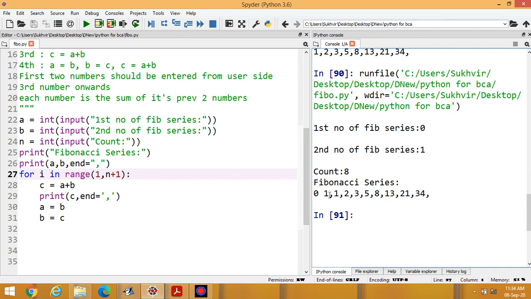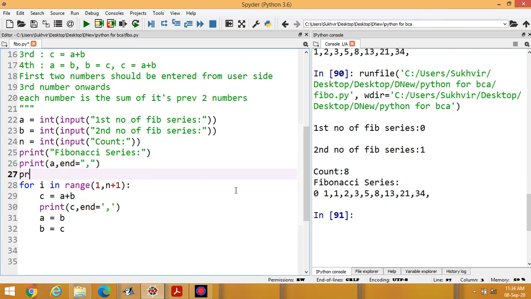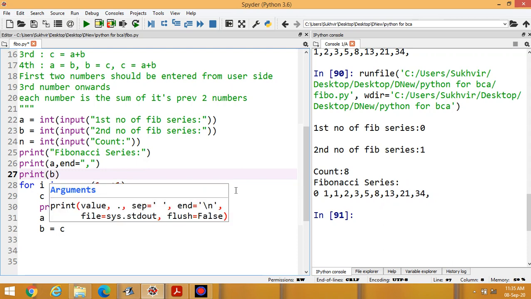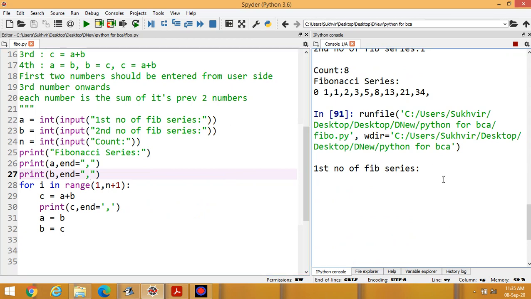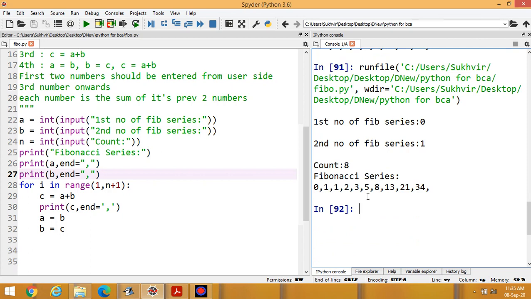then 1, 2, 3, up to so on. Now what's required here? A, and you can place here print, then B, comma, and in double quotes. Suppose I place comma here. Now execute the program again. First value is equal to 0, second is equal to 1, then 8. Now it's okay. 0, 1, 1, 2, 3, 5, 8, 13, 21, and 34.